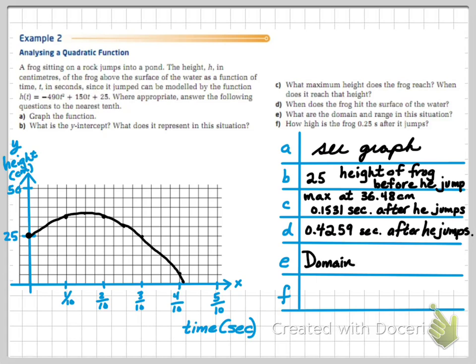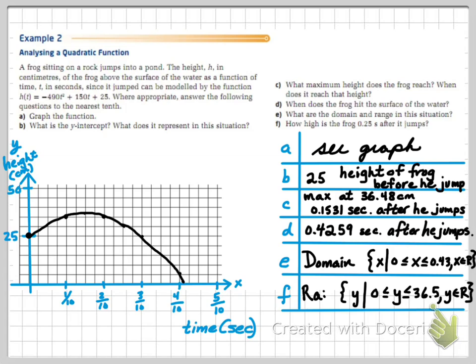The domain is going to be from 0 to 0.4259, because that's as long as he's in the air. So x is going to be less than or equal to 0.43 to the nearest hundredth, but greater than or equal to 0, and any real number in that range. The range, which is the set of the y values, is going to start at 0 and go to the maximum height. So y has got to be less than or equal to 36.5, but greater than or equal to, of course, 0, and y is any real number in that range.